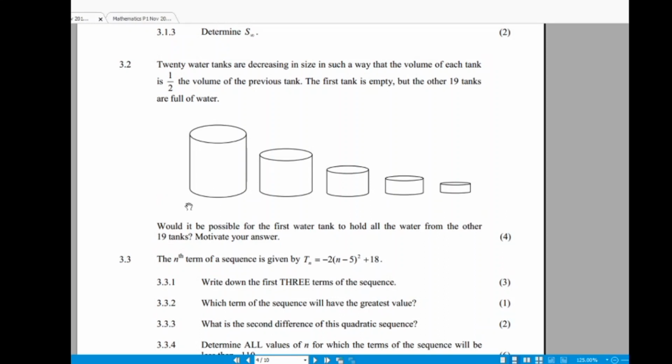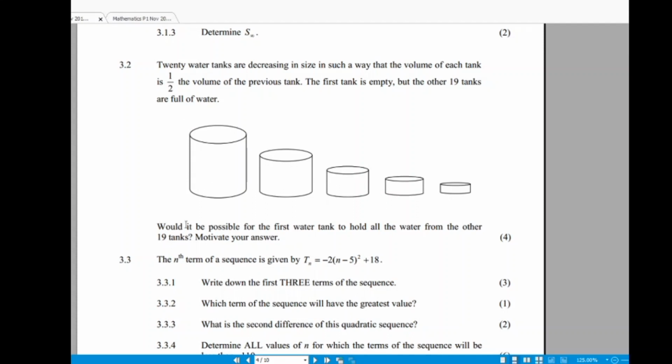Let me copy 3.2 and create space here. Now, 20 water tanks are decreasing in size in such a way that the volume of each tank is half the volume of the previous tank. So if this first one is 20 centimeters cubed, this second one will be 10 centimeters cubed, this one will be 5 centimeters cubed, and so on. If you know the volume of the first tank, you can determine the volume of the second tank. Notice the way this progresses, it forms a geometric sequence, because to get the volume of the next tank you take half the size of the previous tank, with a common ratio of 1/2.